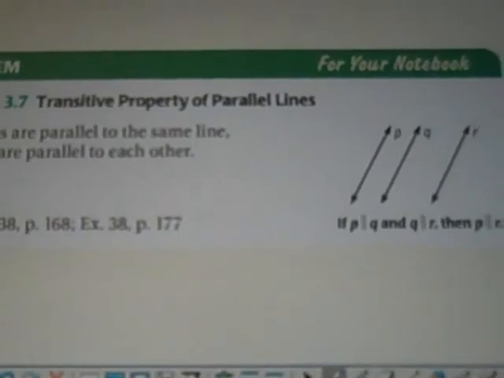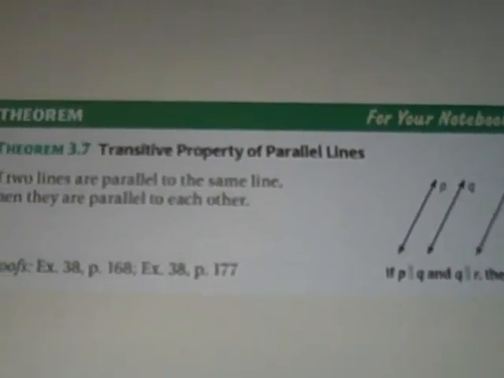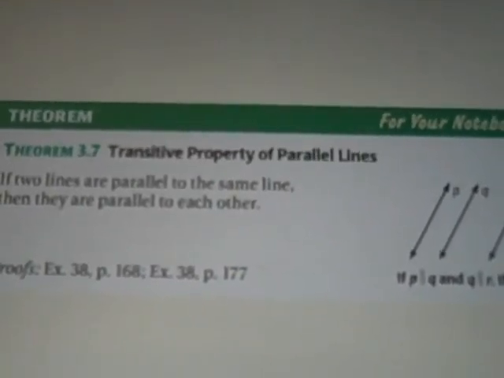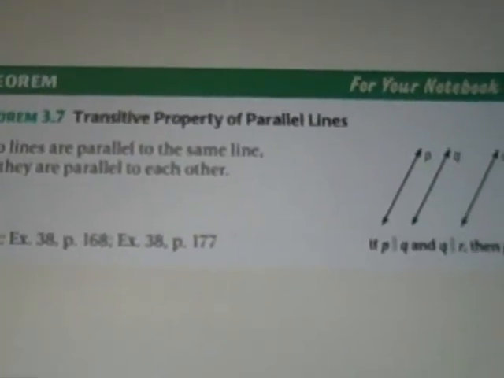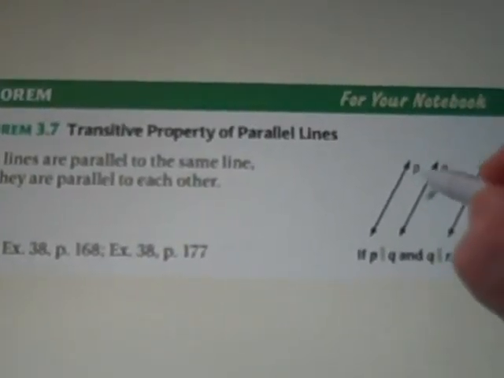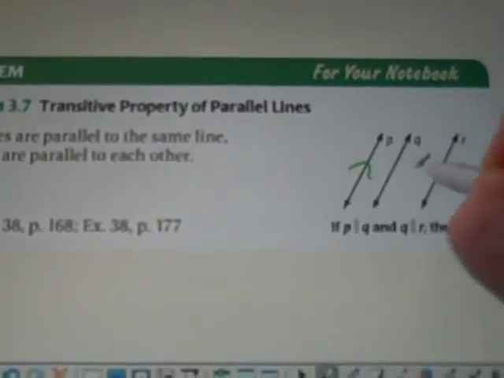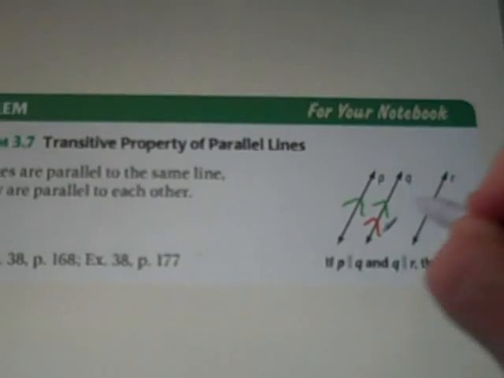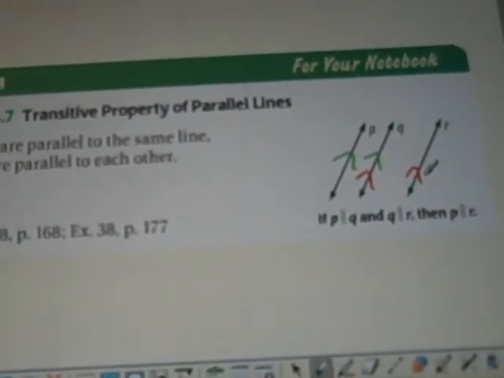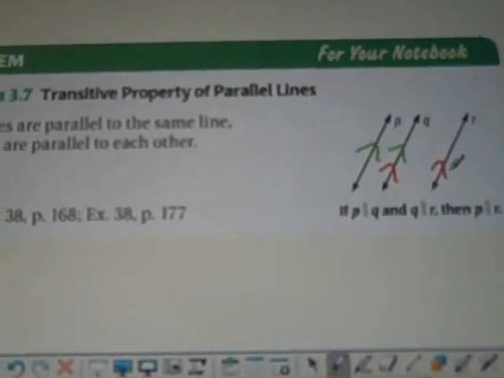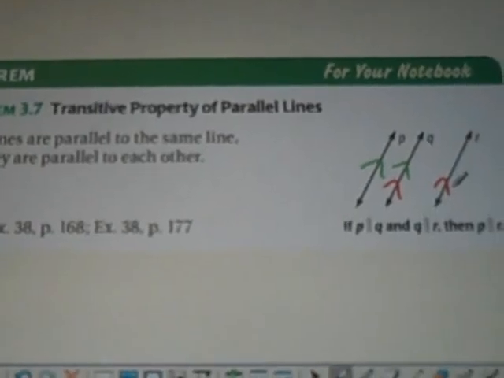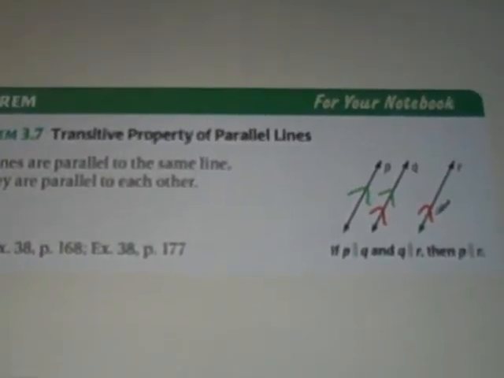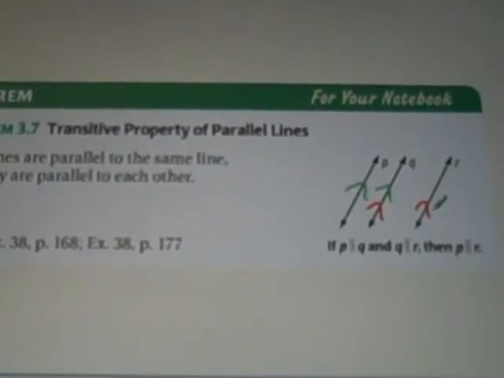Okay, the next thing is the transitive property of parallel lines. And what this says, if two lines are parallel to the same line, then they're all parallel. So here I say if P is parallel to Q, and then I'm going to change color so you see this, Q is parallel to R, what we can say is all three of those lines are parallel to each other.